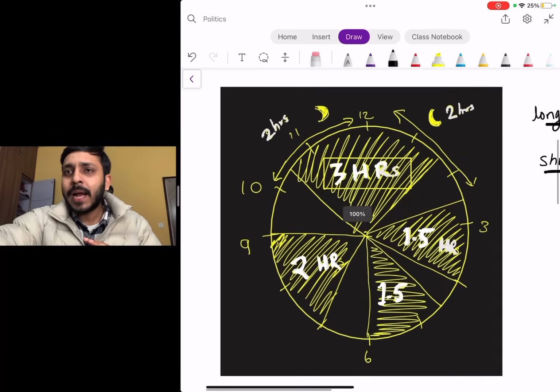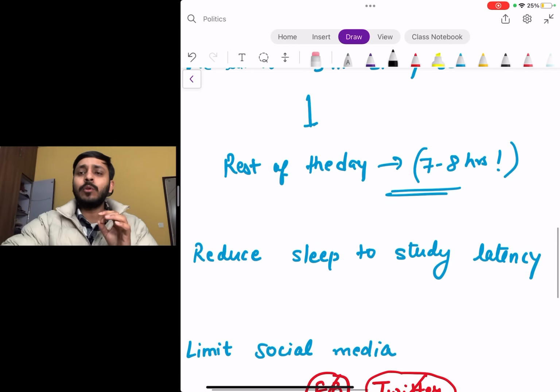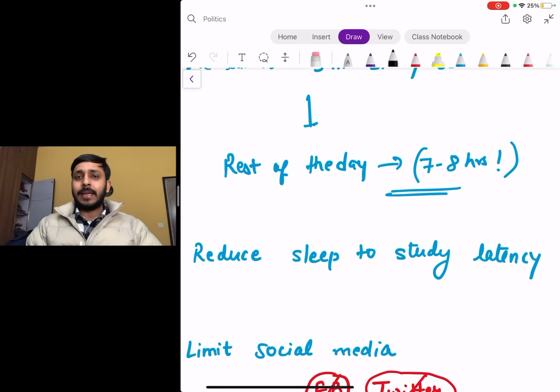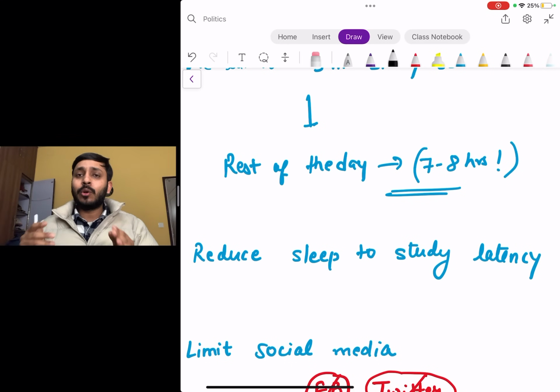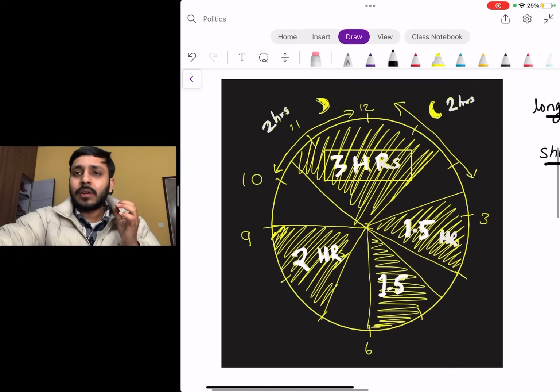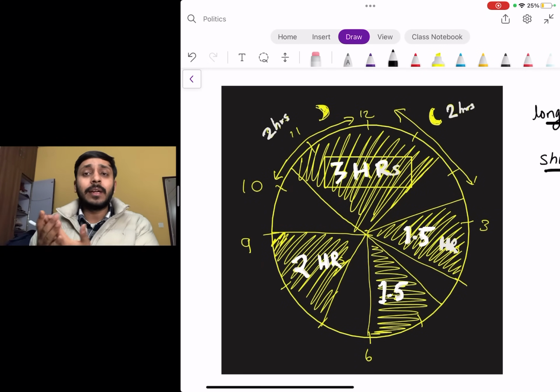So this is how I plan my study schedule. I'm assuming that if someone like me is a night owl, he'll probably wake up at around 10 in the morning. So my first advice would be to reduce your sleep to study latency. Okay, jab aap uthe and from that time to when you start studying, don't make it a 1 or 2 hour long period. Try to start studying just after you wake up, at least within 30 minutes. So I'm assuming that you woke up at 10 a.m. and you start studying at 10:30 a.m.